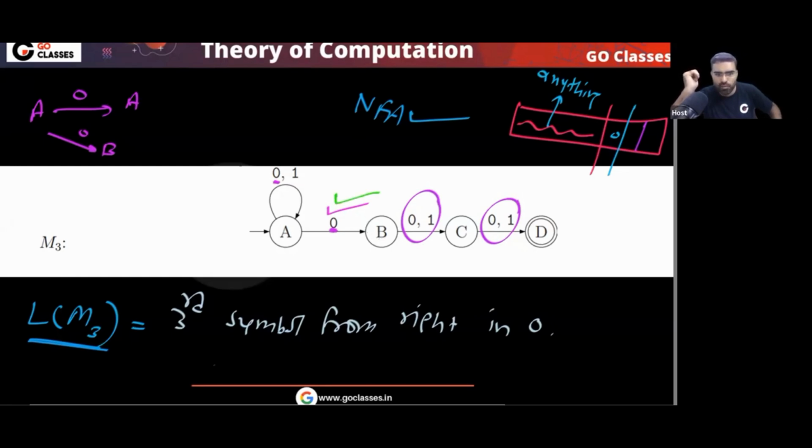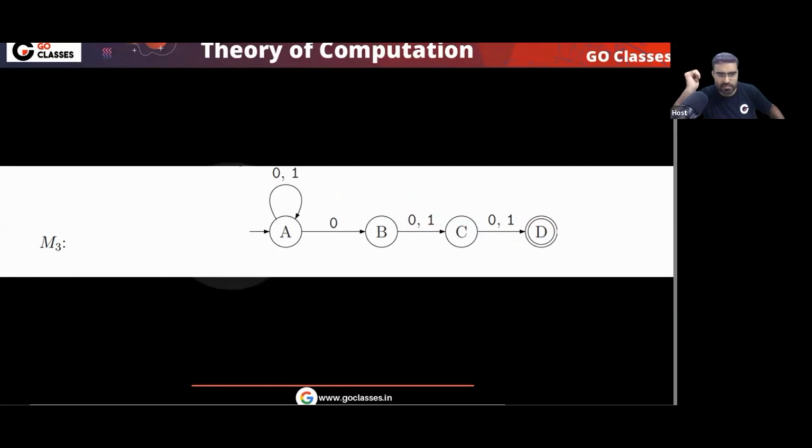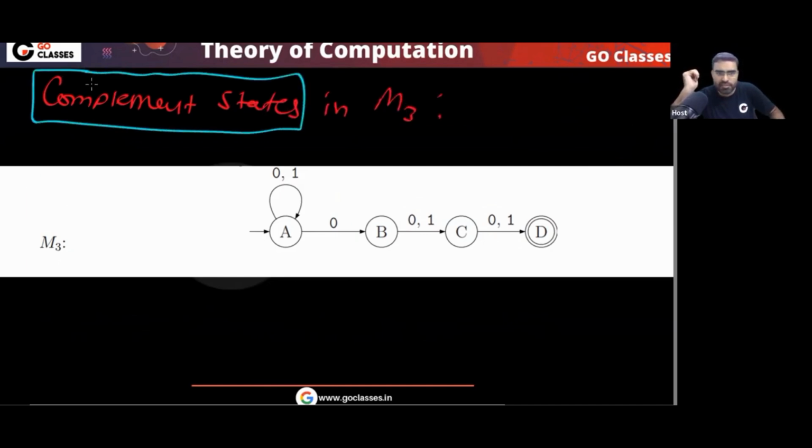This is your language. Now you tell me, if you complement the states, what do I do? We complement states. You just complement states in M3. First of all, what does it mean? When I say complement states, what do I mean? This is not a standard terminology. It simply means final becomes non-final, non-final becomes final. All the final states you make non-final, all the non-final states you make final. This is what it means.